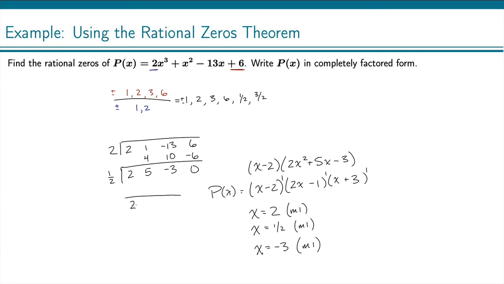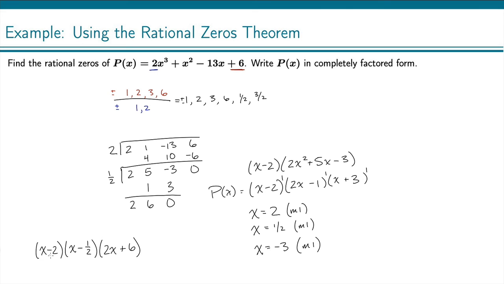We bring the 2 down. 2 times 1/2 is 1. 5 plus 1 is 6. And 6 times 1/2 is 3. And -3 plus 3 is 0. Okay, and so this tells me that 1/2 is a 0 of the polynomial, and the 2 and the 6 are the remaining coefficients. Now I want to point out here that if you were to write this in factored form from these zeros directly, you'd have your x minus 2, and then this 1/2 you'd say, well, that's x minus 1/2, and then the 2 and the 6, that's a 2x plus 6.